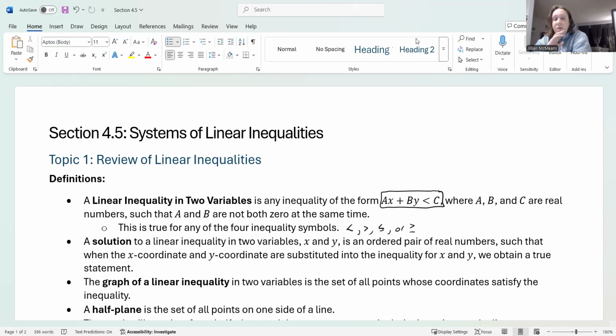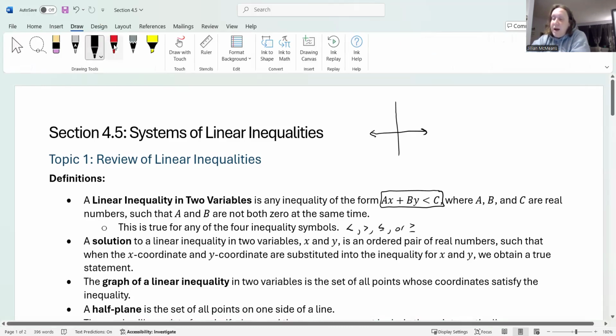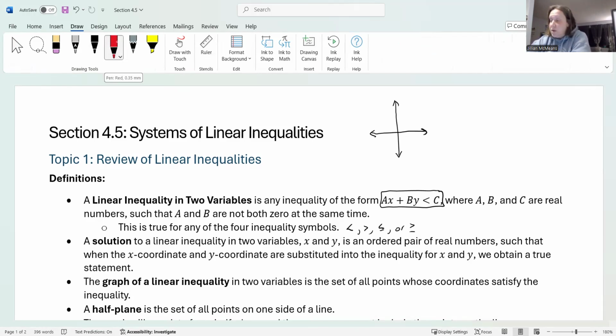So when we were dealing with these linear inequalities in the previous chapter, we had our Cartesian plane, okay? And we know that if we have some kind of line in the Cartesian plane, like this red line, it splits this Cartesian plane into two regions called half planes. So this is a half plane and this is a half plane.